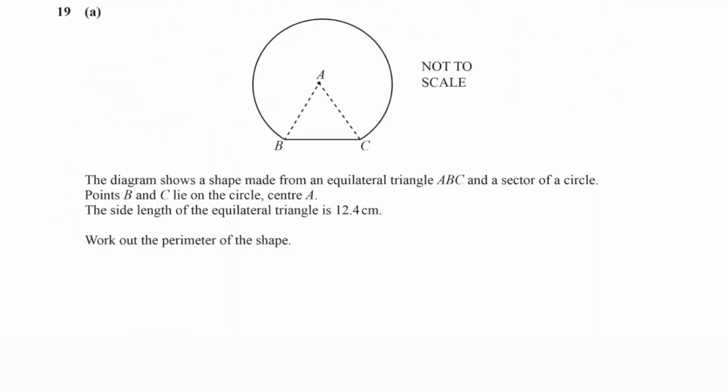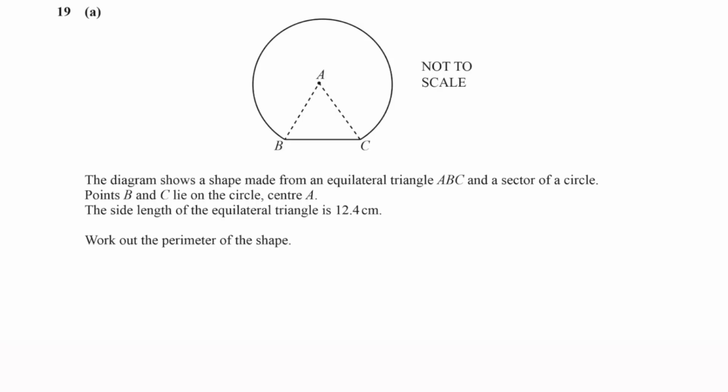Let's move on. Question number 19, part A. The diagram shows a shape made from an equilateral triangle ABC and a sector of a circle. The points B and C lie on the circle, and there is center A also. The side length of the equilateral triangle is given, that is 12.4. We have to work out the perimeter of the shape.